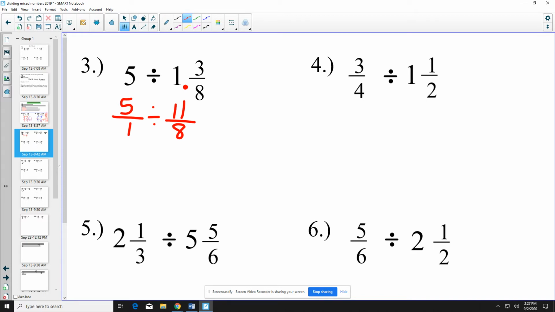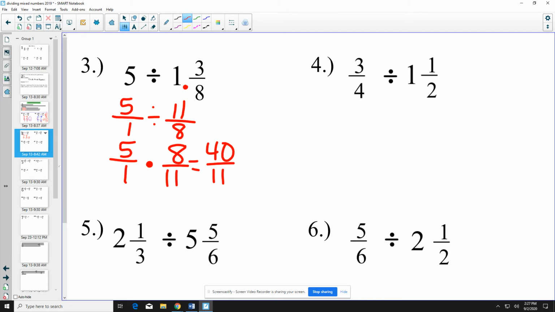So first step, make them improper. After we make them improper, remember, keep, change, flip. So keep the 5 over 1 the same. Make it times. Flip the 11/8 and make it 8/11. Now look for cancellation. Do you see any? No. So we're going to multiply across. 5 times 8 is 40. 1 times 11 is 11. Is that my final answer?